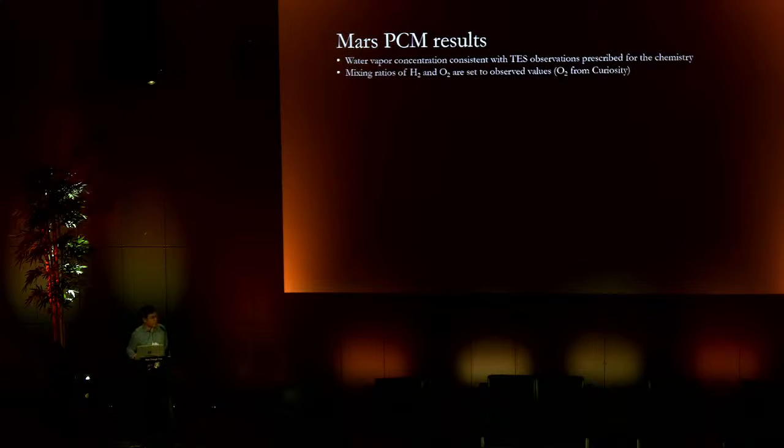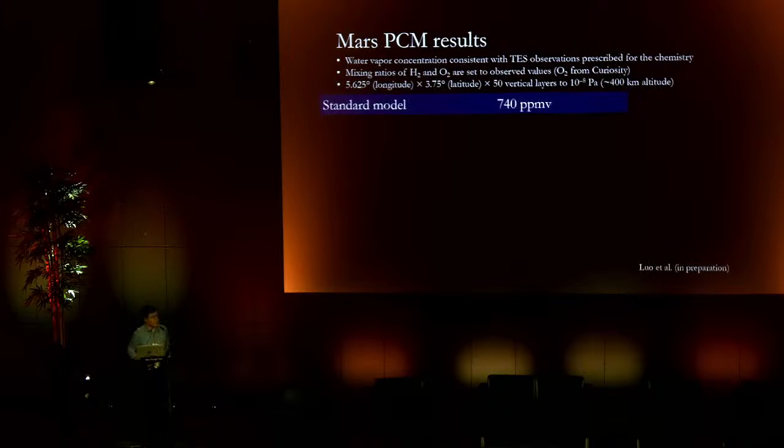And we also set the mixing ratios of hydrogen and oxygen to the observed values, because the CO-CO2 problem is essentially a redox problem, and H2 and O2 play a critical role in setting the redox state of the atmosphere. And we use the standard resolutions. Then we get 740 parts per million, which is already close to the 800 to 900 parts per million observed values. This is a great improvement compared to previous 1D results.